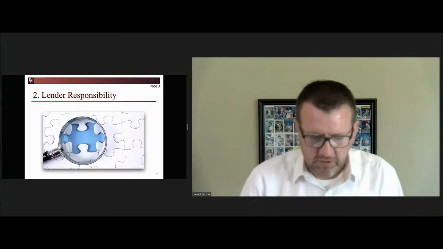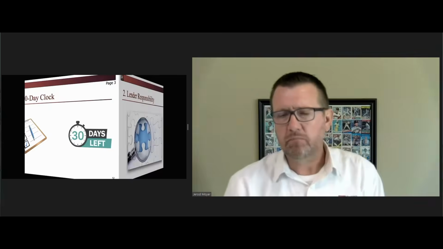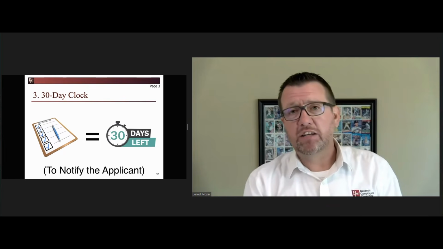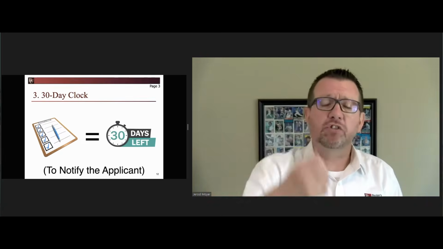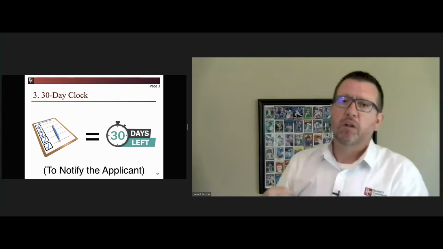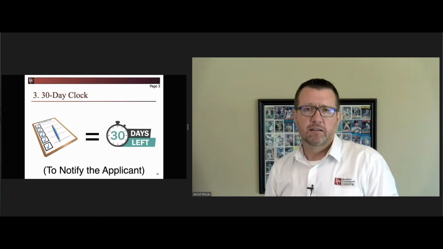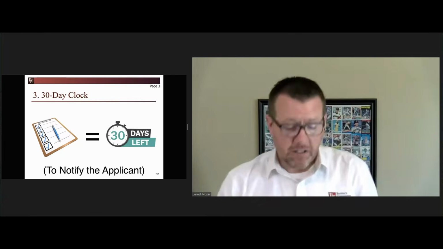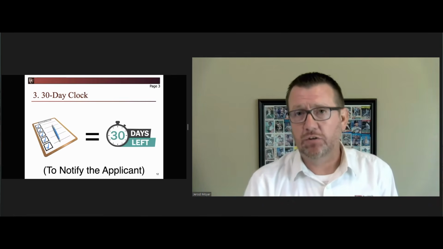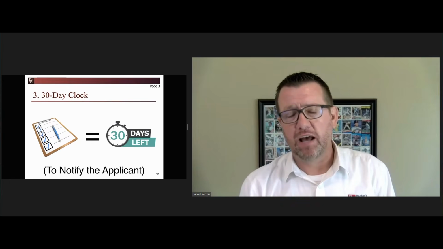So the point I'm trying to make here is jump all the way down to number 3. Once you have enough information to make a decision, you need to make one. You've got 30 days to do it. The ball at that point is in your court. If you have enough information, you've got 30 days to hit it back over the net to the person on the other side. Hey, that's the 30-day clock. That's all this page is about. Once you have everything and can make a decision, you need to. You've got 30 days to hit the ball back over the net.